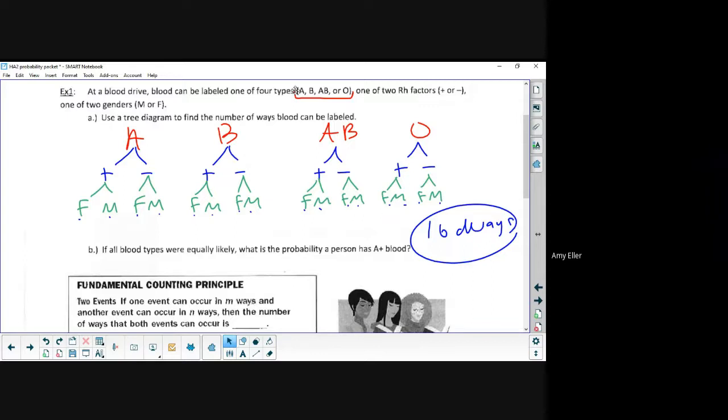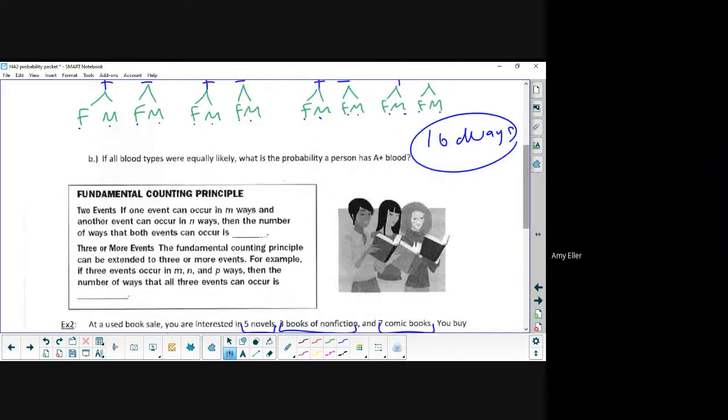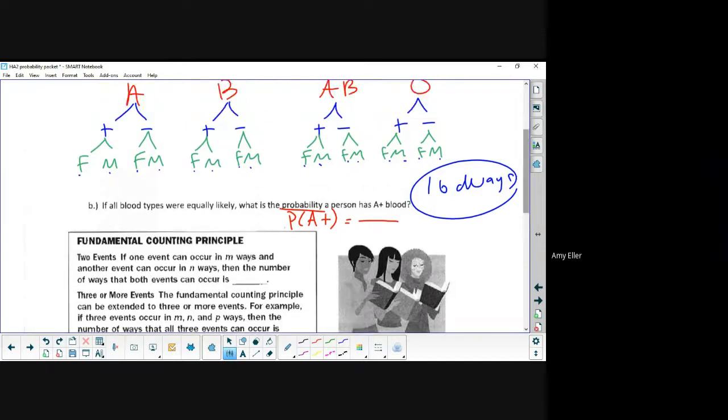B, if all blood types are equally likely, what is the probability that a person has A positive blood? Write your answer. Wait, is it not A positive blood? Oh. That a person has A positive.